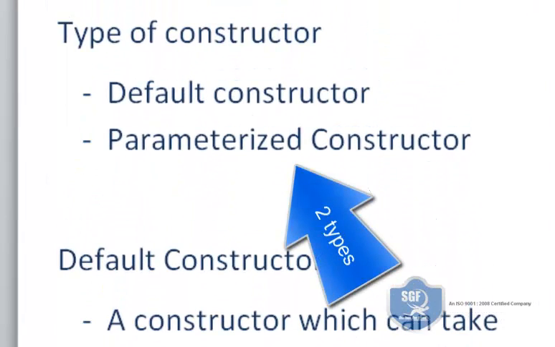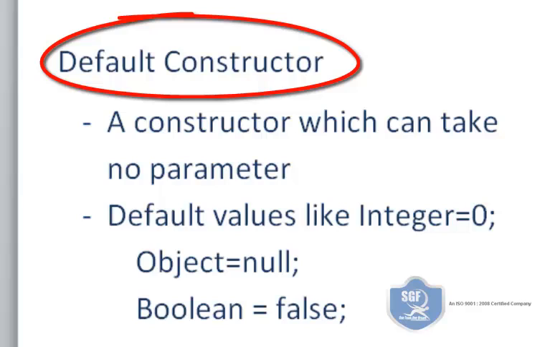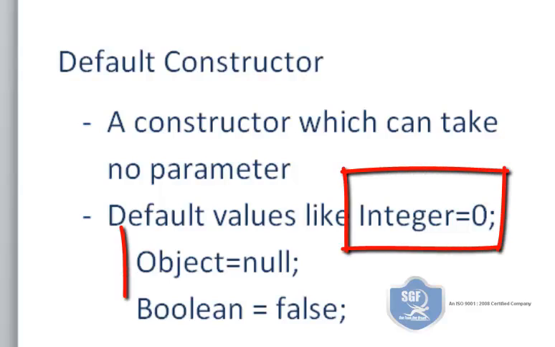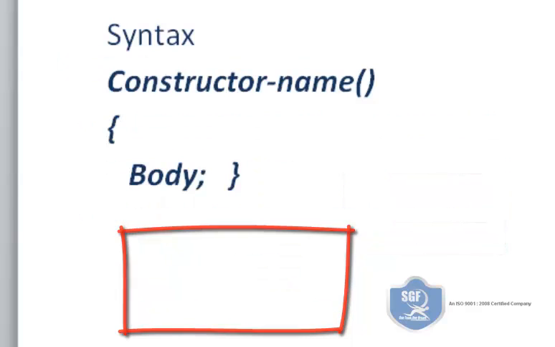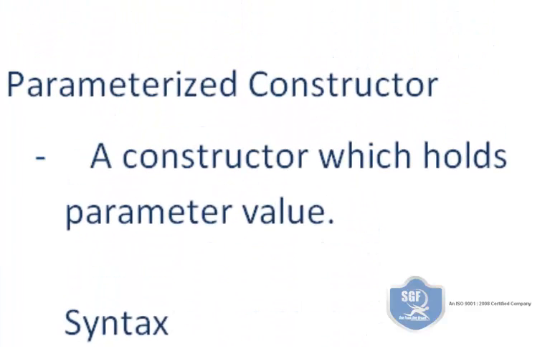There are two types of constructor: default constructor and parameterized constructor. First, the default constructor: a constructor which takes no parameter. In a default constructor, Java provides default values, like integer is equal to 0, an object is null, and the boolean default value is false. In a parameterized constructor, the constructor holds parameter values. The constructor takes the values as arguments.